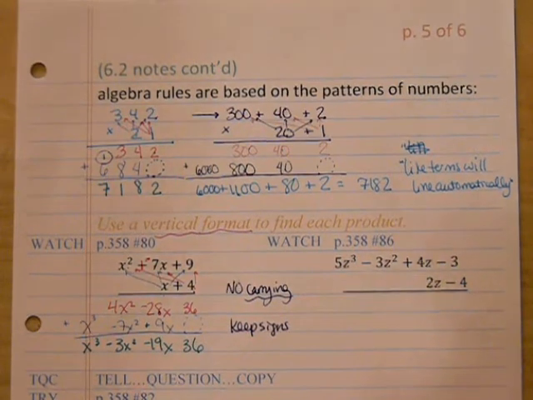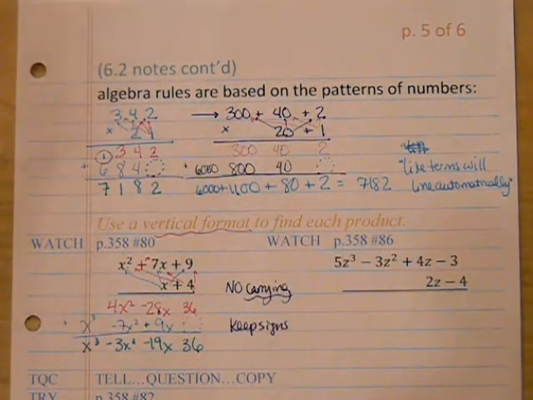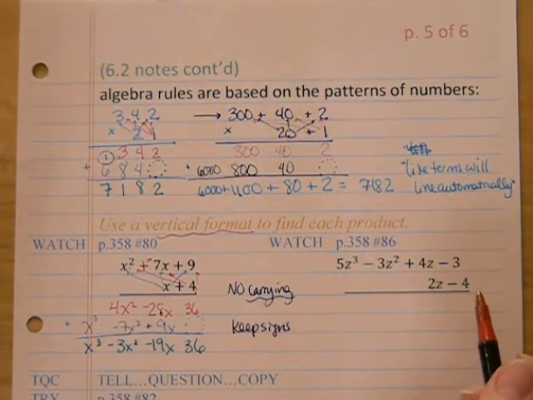Okay, let's try another one. 5z cubed minus 3z squared plus 4z minus 3. Whole thing times 2z minus 4.